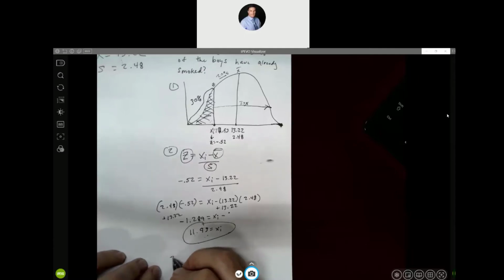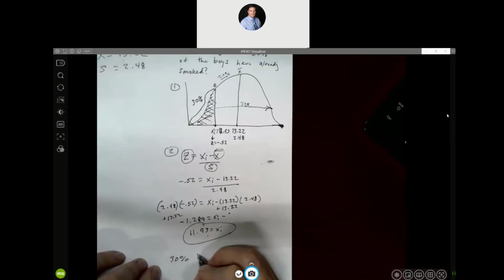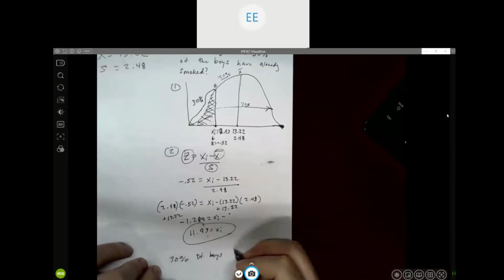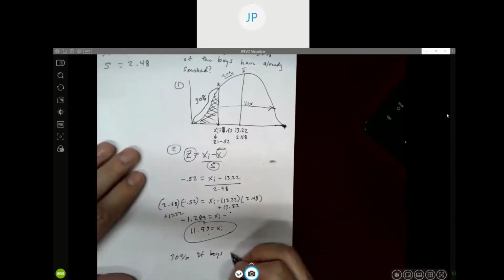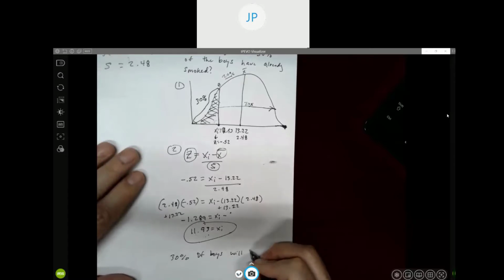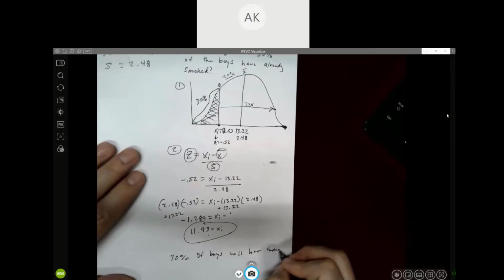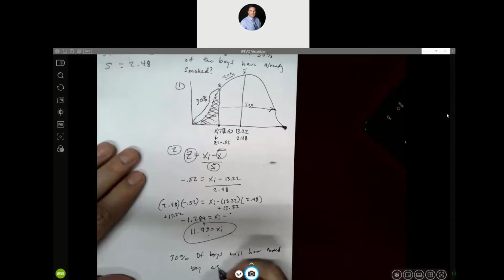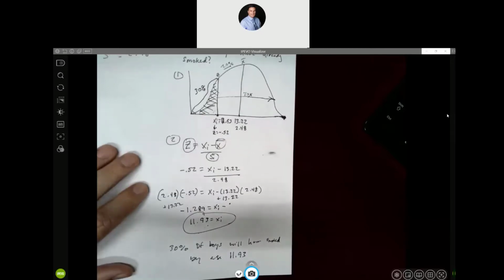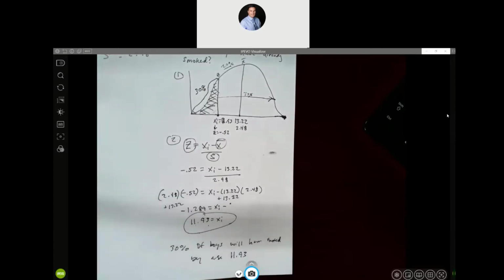Gotcha. So what I would say is 30% of the boys will have smoked by age 11.93 years. I had a question. Go ahead. Can you choose the z value of 0.52 instead of 0.53? Is it because 0.52 had a closer small portion to 30? Hang on just a second.